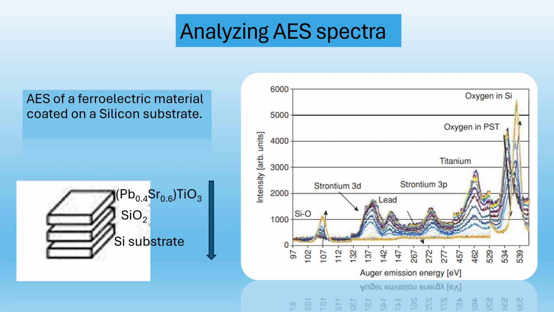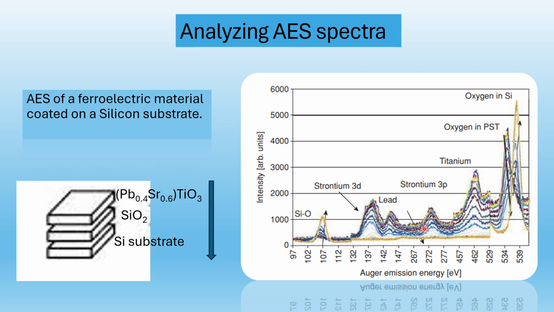Here, the silicon substrate is coated with a 200 nanometer thick SiO2 layer, we can see over here, and it is further coated with an outer layer of lead 0.4, strontium 0.6, titanium oxide. So these are the three layers that we are having, and we will use the ion beam ablation method to record AES spectra for this layer. So it will penetrate like this, and we will see how this instrument is very sensitive at nanometer level. So let's see the spectra.